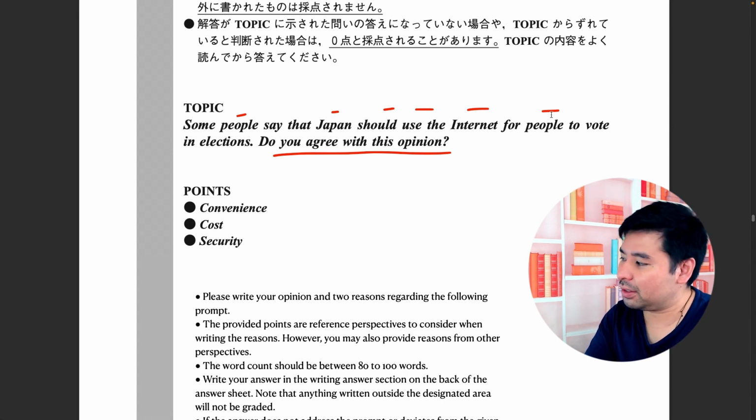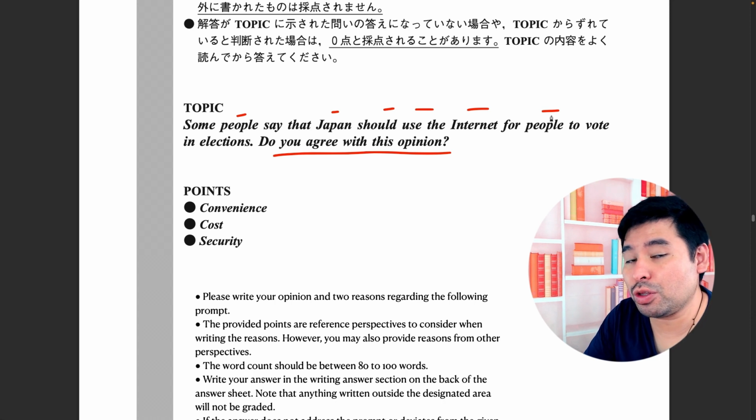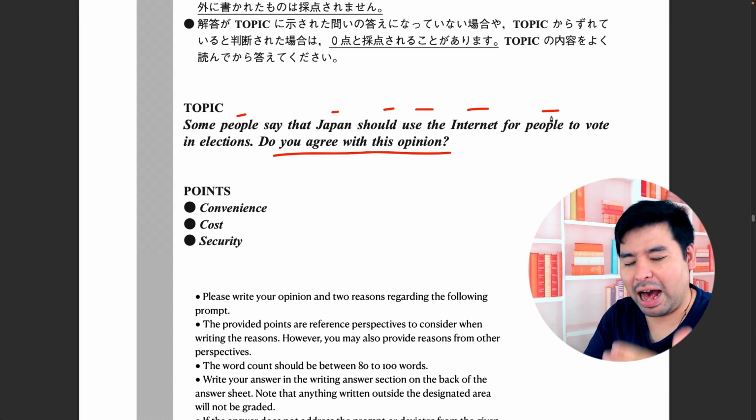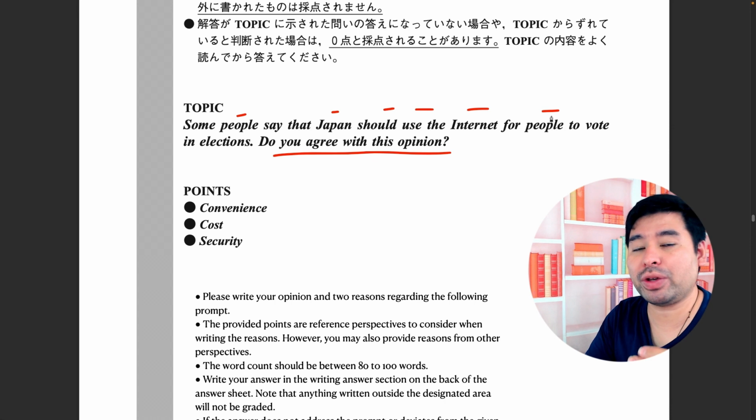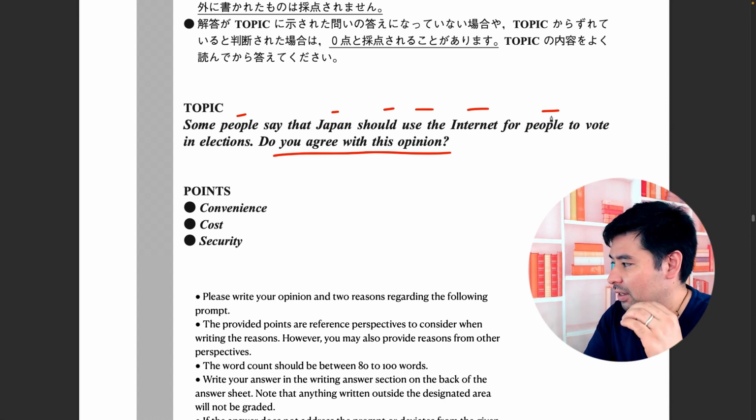The question is, do I agree? What is my opinion about that? Oh, yes, I agree, I think people should. Or, no, I don't agree, I think people should not do that. And then after answering like this, you give your opinion. So that's very important.